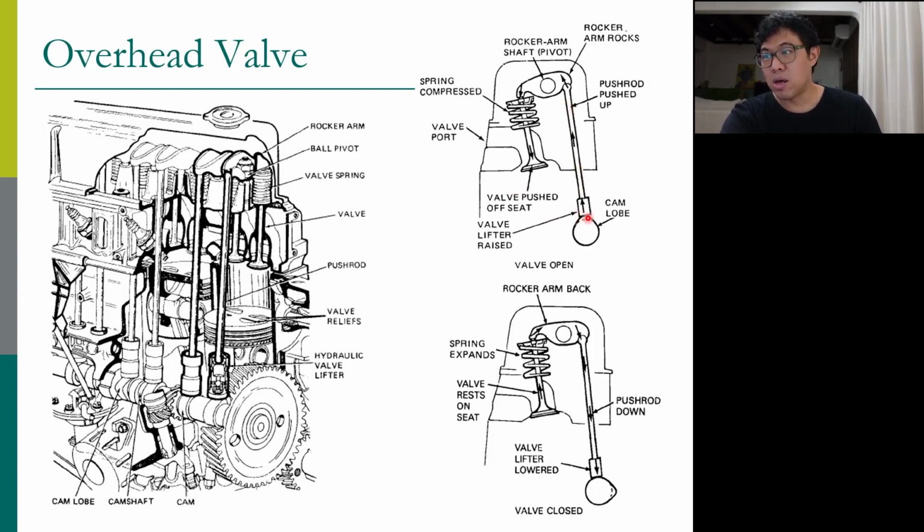When the lifter pushes up, it pushes the push rod, which pushes this rocker arm. The pivot point is in the middle here. So if this side goes up, this side goes down to open the valve. When the toe of the cam lobe moves away from the lifter, the spring pushes the valve closed, and the rocker arm is pushed down like that. So this is overhead valve.